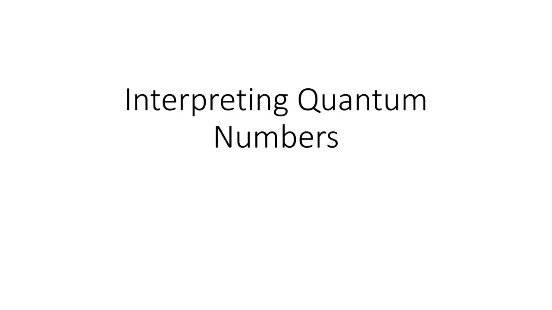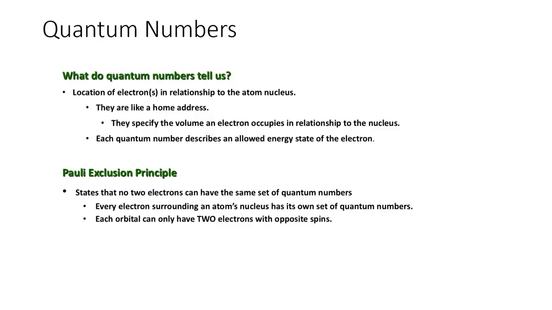Hello. Today we're going to talk about interpreting quantum numbers. Before we talk about how to interpret quantum numbers, let's remember what they tell us. Quantum numbers give us a location of an electron in an atom relative to the nucleus, much like our home address tells people where within a specific area we reside.